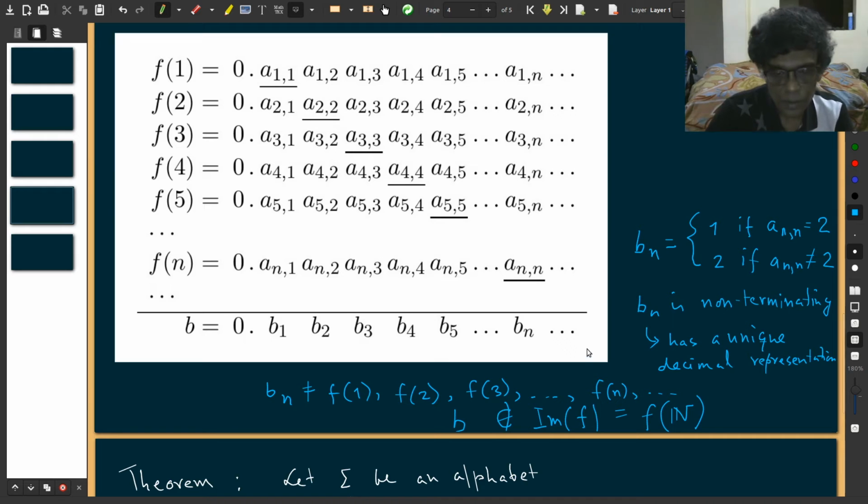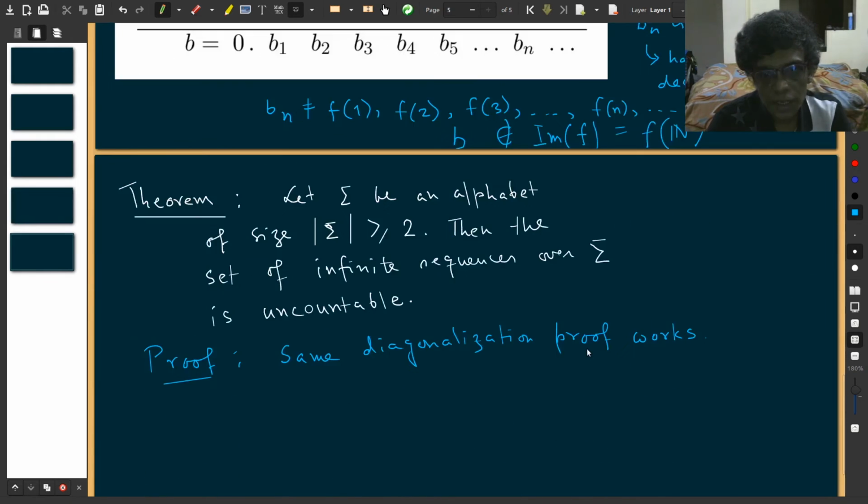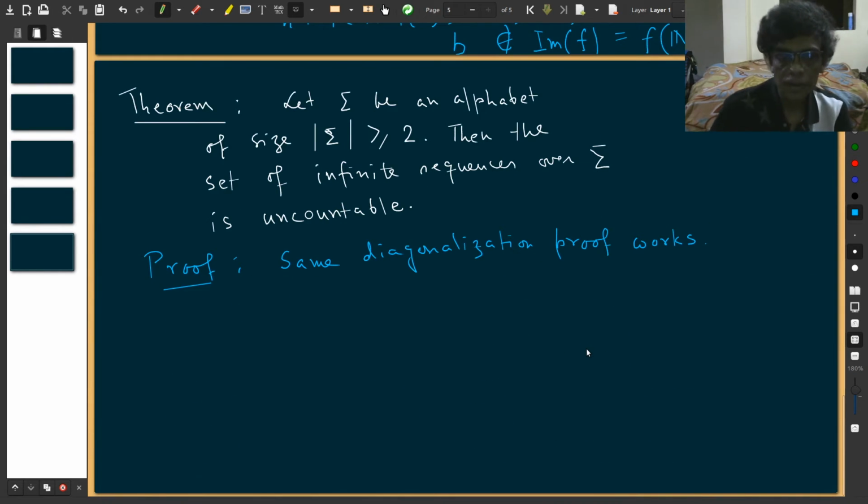Okay. So, the same proof exactly shows that the set of infinite sequences over sigma is uncountable. But if we look at finite sequences, it becomes countable. I will prove it later.